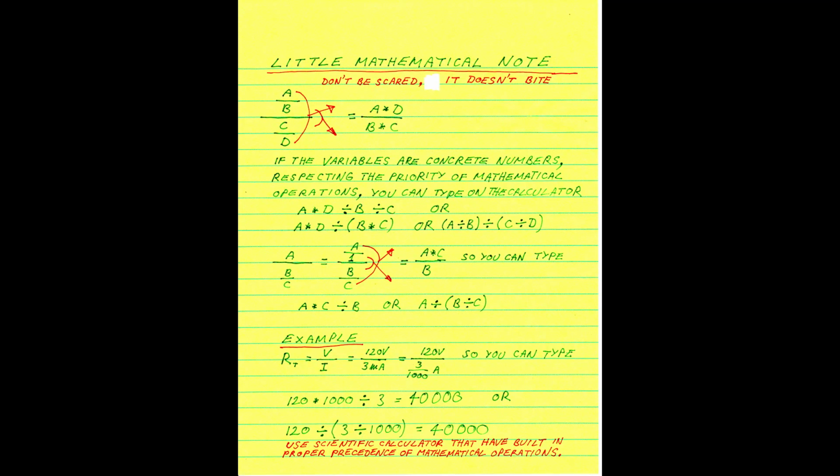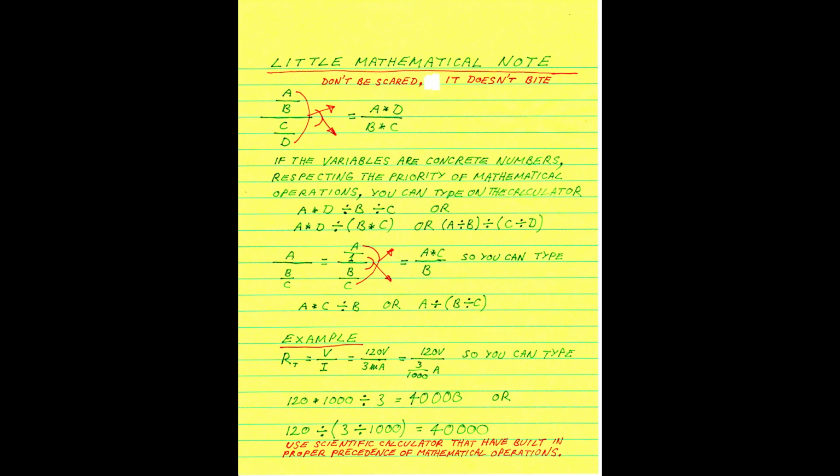Little mathematical note. A fraction line B, big fraction line C fraction line D. Outer members go up, inner members go down. Equal A times D, fraction line B times C.